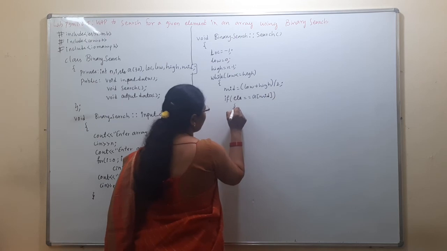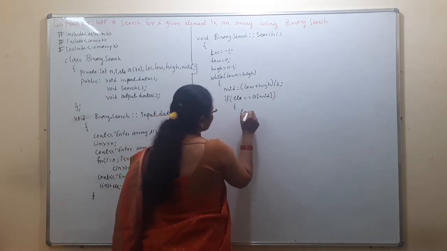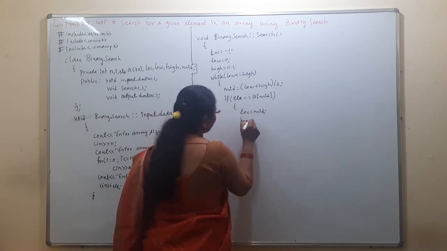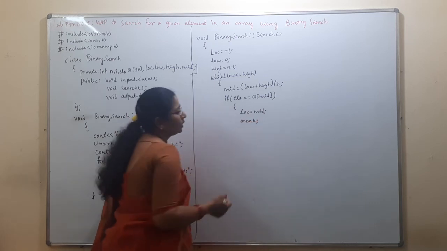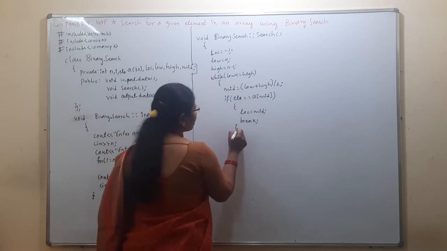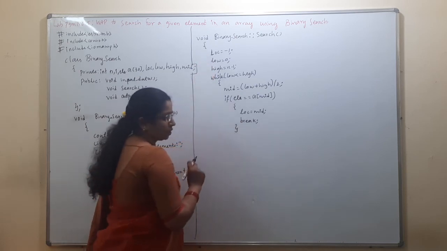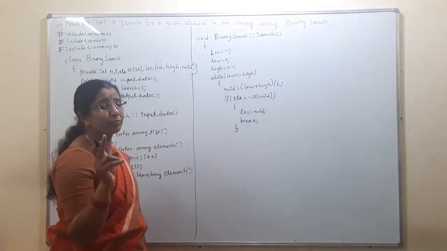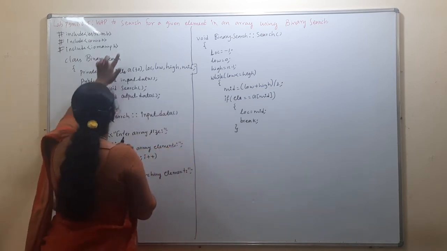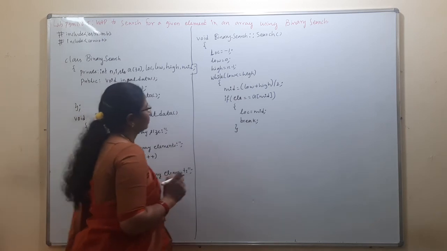If that condition is true, location equal to mid, and there is one more statement called break. Here break is used to terminate the while loop. If this condition is true, control will come out from the searching process. So the go to step 4 part is going to be there. I think here IO manip is not required.